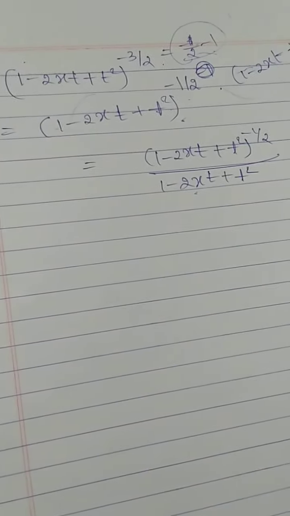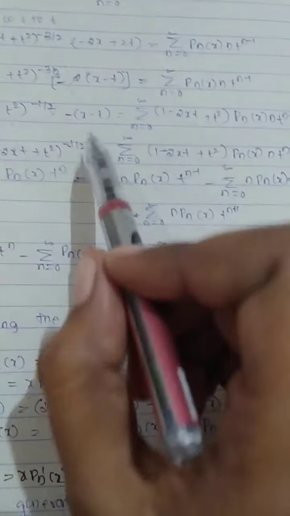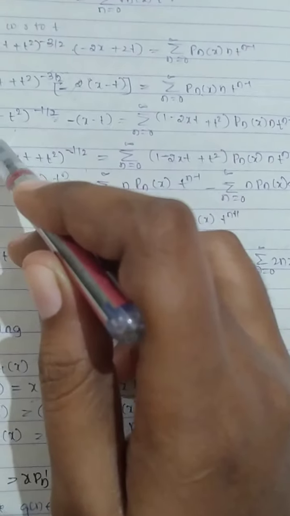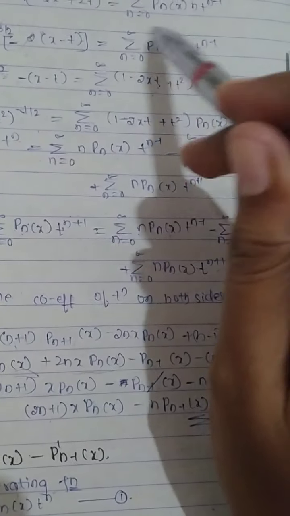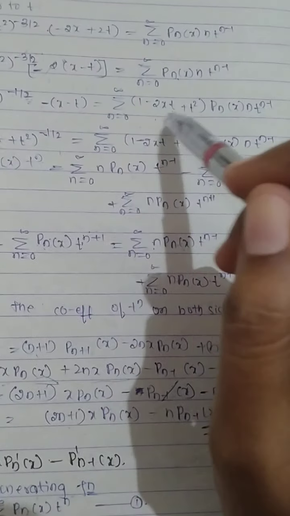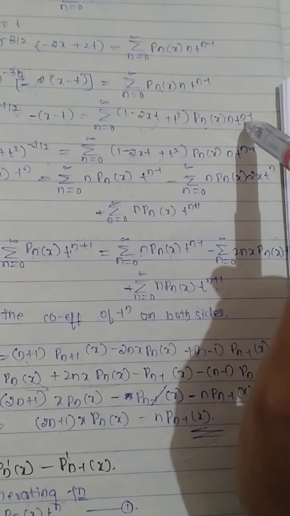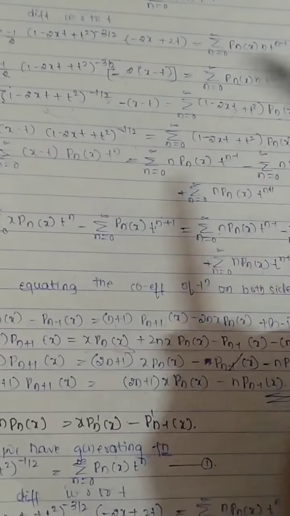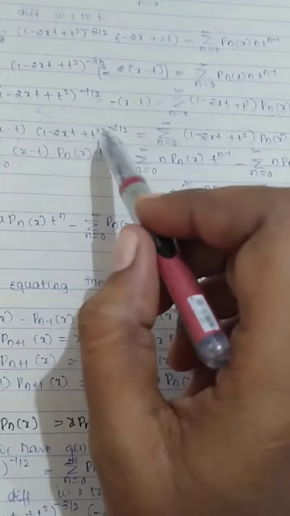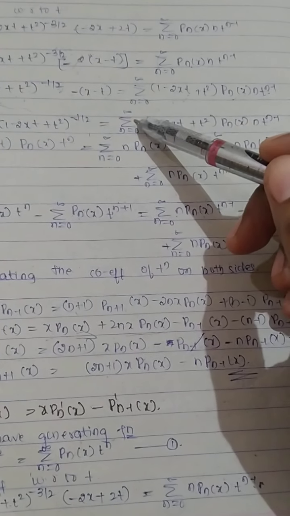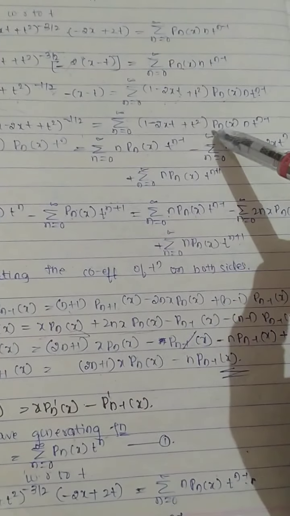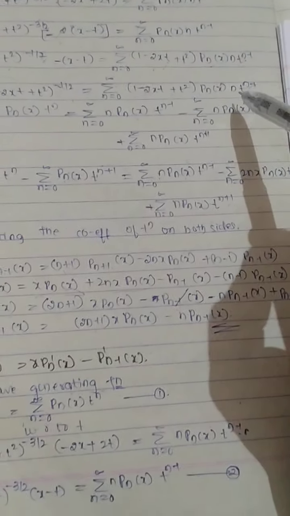And now I can shift that divided by term to the RHS side. So this becomes, consider here, x minus t as it is, 1 minus 2xt plus t square to the power minus half as it is, and the denominator term goes to the other side and multiplies with this particular term. So 1 minus 2xt plus t square into Pn of x n into t raised to n minus 1, again x minus t as it is, that is equal to summation n is equal to 0 to infinity, 1 minus 2xt plus t square Pn of x n into t raised to n minus 1 as it is.